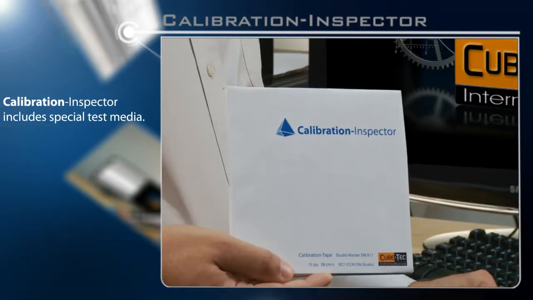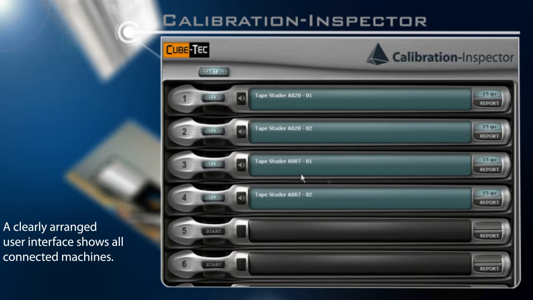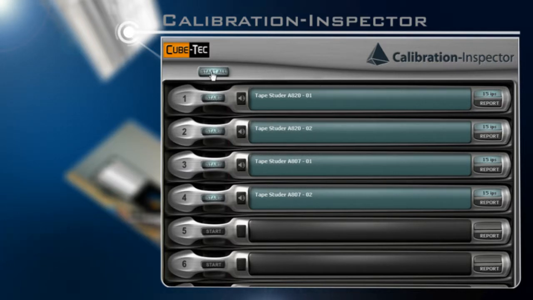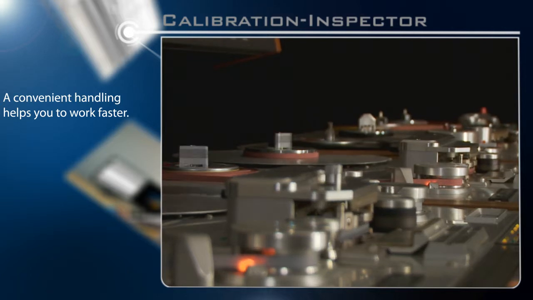In order to guarantee a high-quality ingest, you have to ensure that your playback devices are properly aligned and that your tape paths are clean. This is easily achievable with Calibration-Inspector. Calibration-Inspector comes with a tape with special test tones. The user interface displays the connected tape machines. Once I load the test tapes, I start ingest by clicking on the Start All button, and the connected tape machines begin playback.